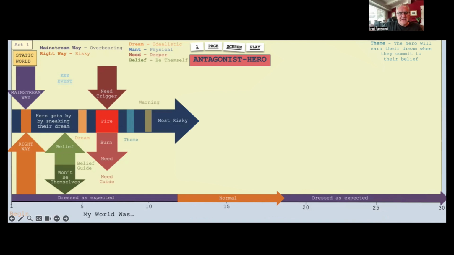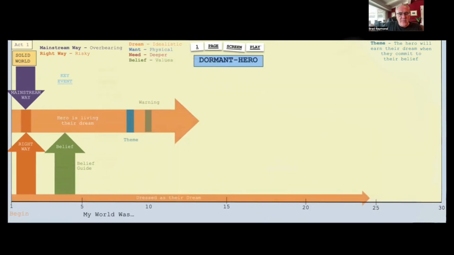And again, this early part of Act One is where things are very kind of similar, but then this is the dormant hero. The dormant hero is really interesting because the hero is living their dream. The world is solid. It's like the end of a movie that happened before this, and the beginning of this movie, figuratively, is that the movie's over and they're living their dream. They have everything they want.